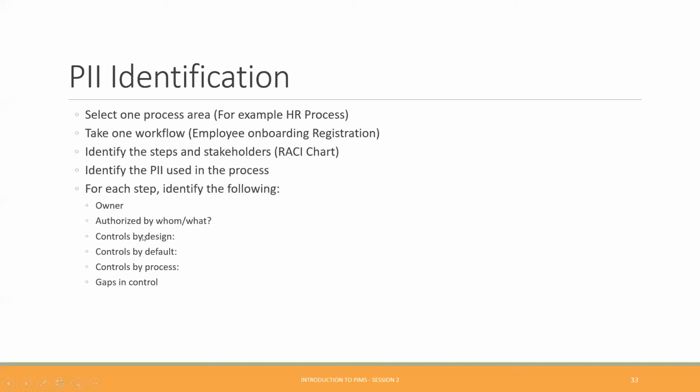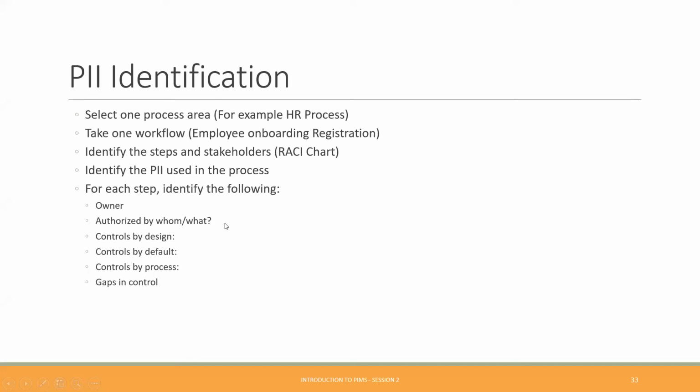For that, you need to know for every PII that is there, who is the owner, who has to authorize it, whether there is a control by design available or not, whether control by default is available or not, whether controls by process are there or not, and what the gaps are.